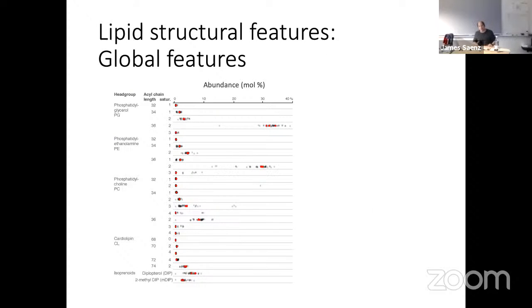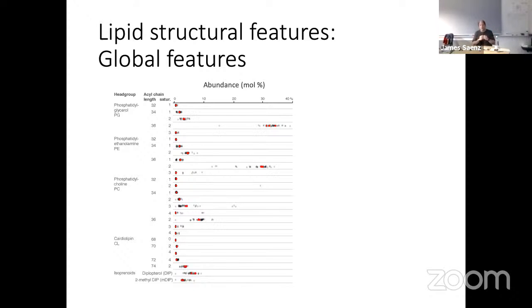Okay, so to do that, we go back to our table here, and we can think of another way to analyze the data set. We know that the structural features of the lipids are important for dictating the material properties of the membrane. So what we can do is reanalyze this data set by grouping lipids with similar structural features. One way is we can group the lipids based on global features, for example, the head group. We can add up all of the lipids that have a certain head group like PG, PE, and PC.